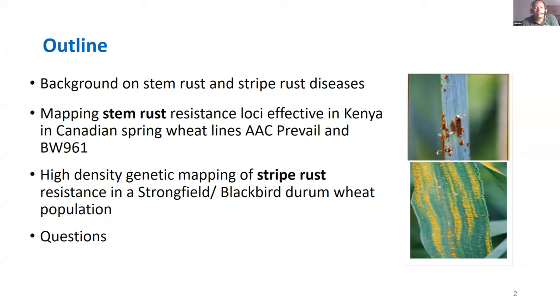So this is the outline of my presentation. I'll talk on the stem rust and the stripe rust diseases of wheat, and then on two papers which were published in the Canadian Journal of Plant Pathology, special issue. One is on stem rust in hexaploid wheat, and the second one on stripe rust resistance in durum wheat.